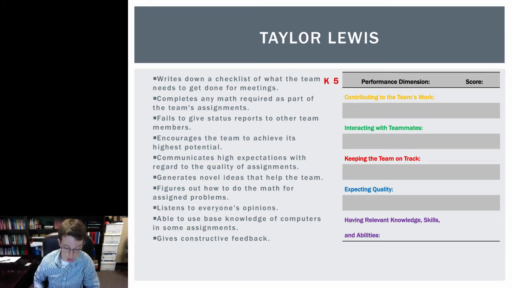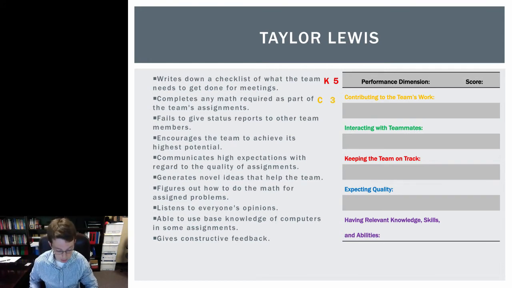And for the next behavior, completes any math required as part of the team's assignment. Which category would this fall under? This falls under contributing to the team's work. And how would you rate this behavior? High, medium, or low performance? So this would reflect a moderate level of performance.